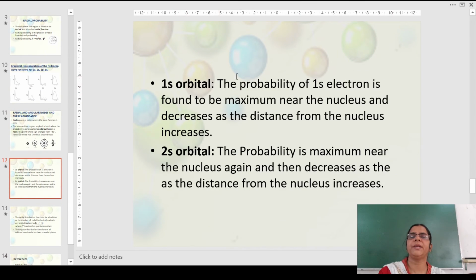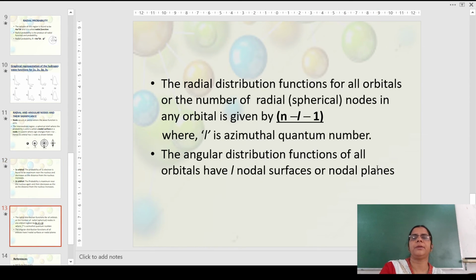Okay. Now the probability of finding the 1s electron is maximum near the nucleus, and as the distance goes on increasing, the probability of finding the electron also goes on decreasing. That means in 1s the electron is mostly found near the nucleus. Now when you come to the 2s orbital, the probability is maximum near the nucleus once again, and then goes on decreasing as the distance goes on increasing.